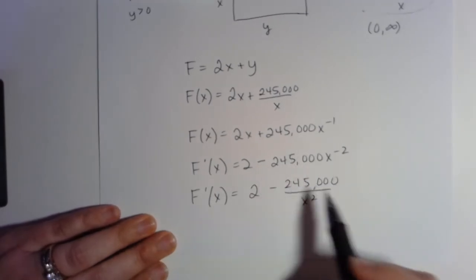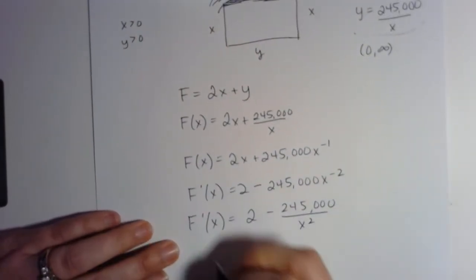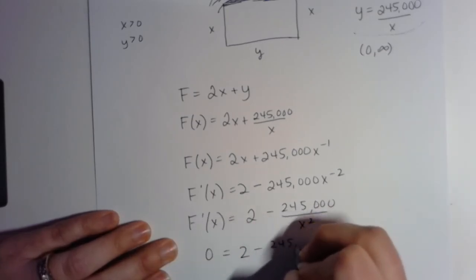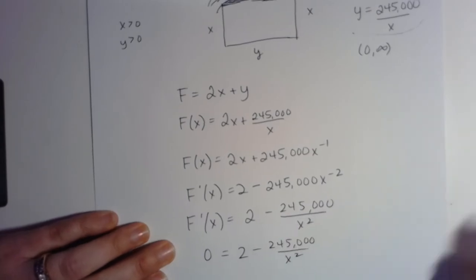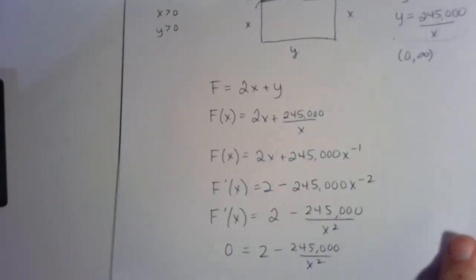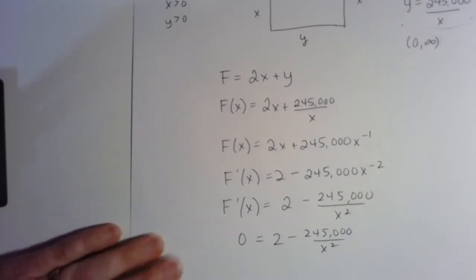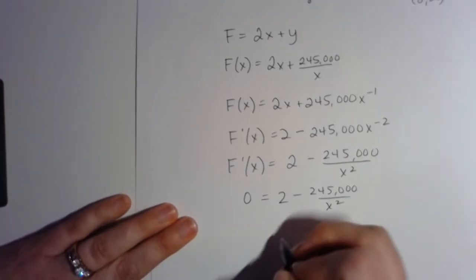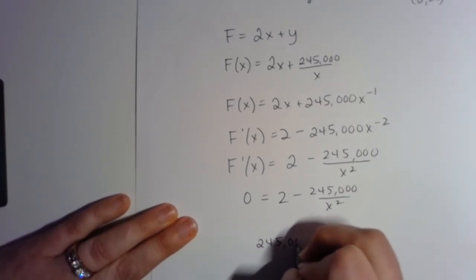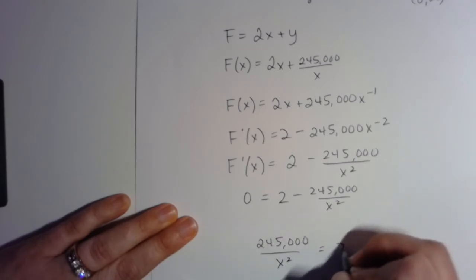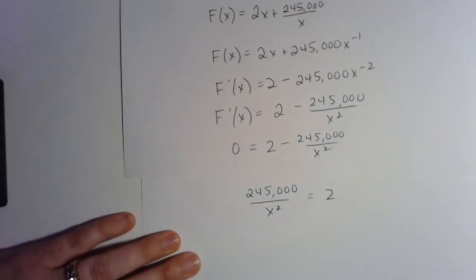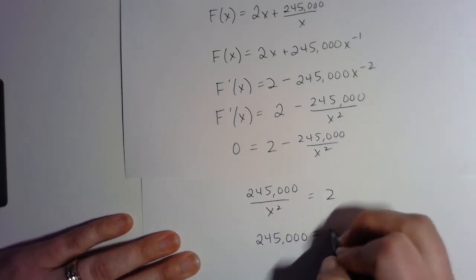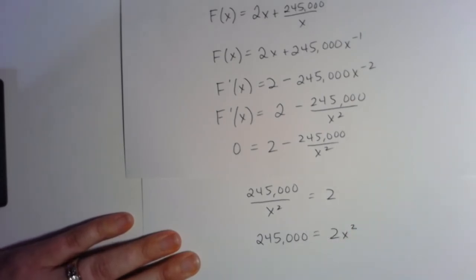And I want to make sure I get that minus sign or else I'm going to have some bad things happen here. Okay, so then I'm going to set this equal to 0. I get 2 minus 245,000 over x squared equals 0. And now I'm going to move the 245,000 over x squared to the other side, so it is also positive. So that would leave me with 245,000 over x squared equals 2. And now I can multiply both sides by x squared. So I get 245,000 equals 2x squared, right?